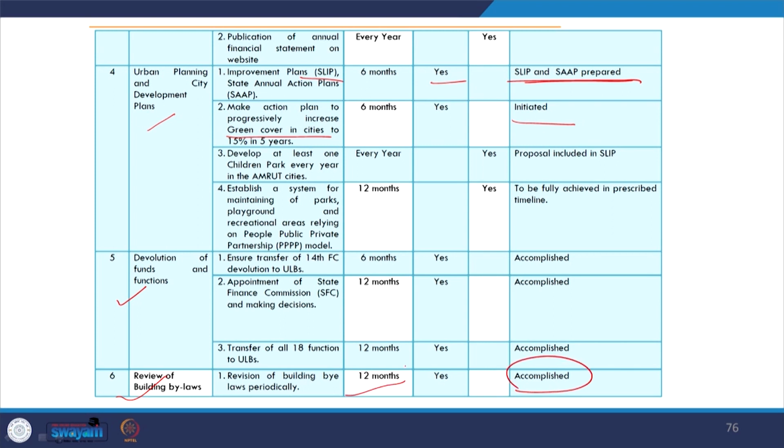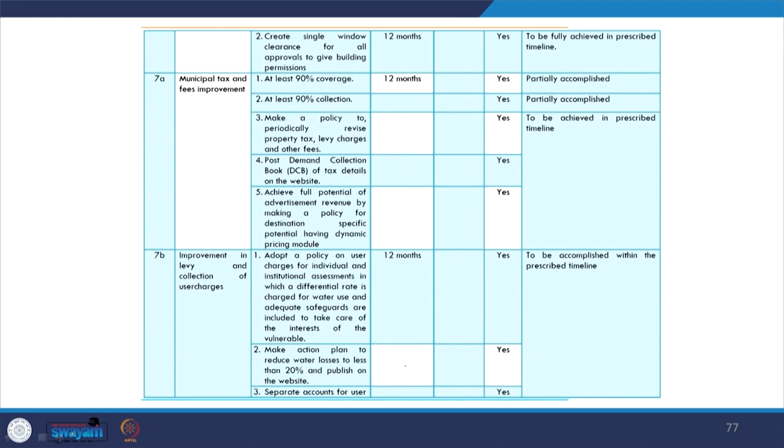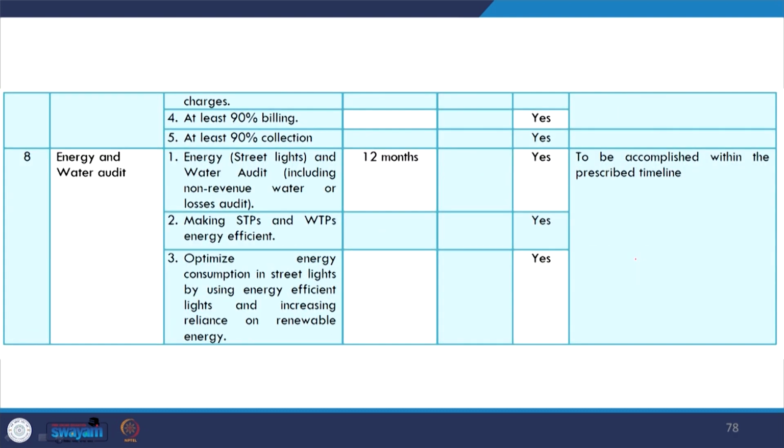Their target was for 12 months. We see what they have done: municipal tax and fees improvement. They have partially accomplished their targets. Likewise we see improvements in levy and collection of user charges. So, they had a target of 12 months to be complete with prescribed timelines. So, they are positive about it. Energy and water audit. So, they are estimating to finish it within the timeline.